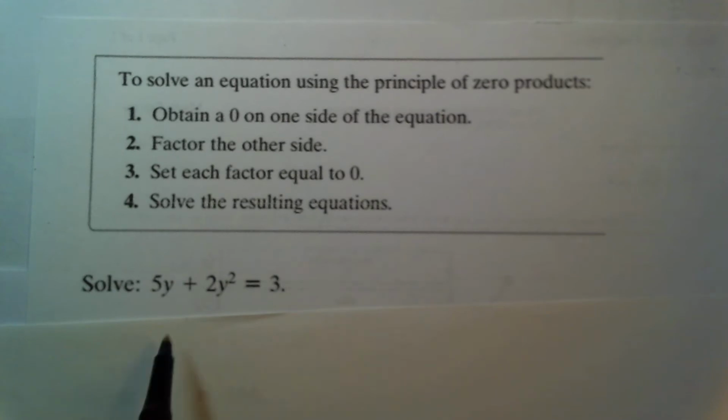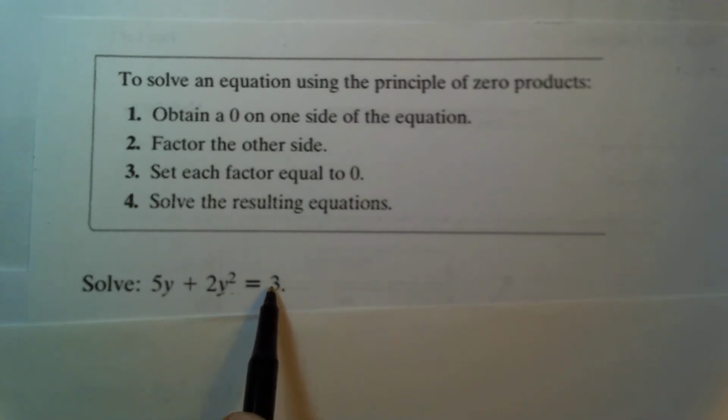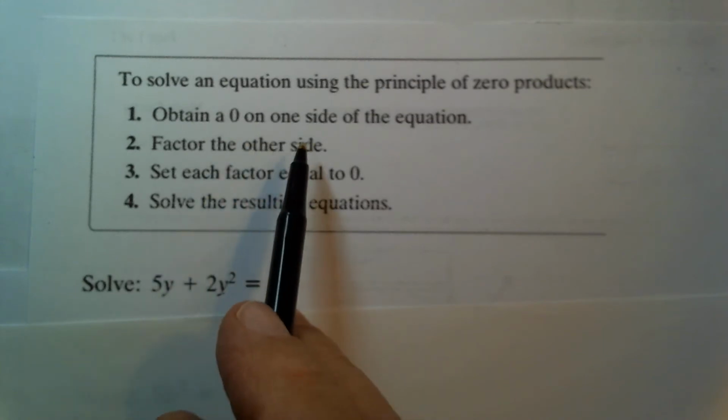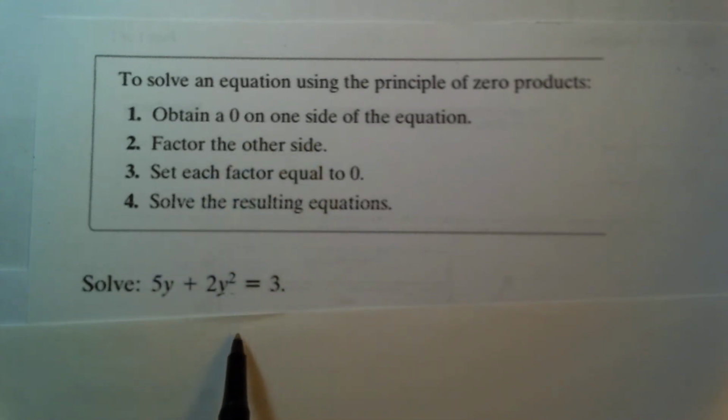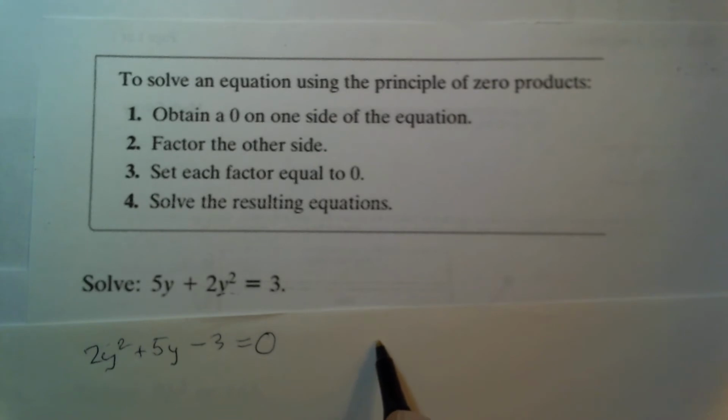Here's another one. So 5y plus 2y squared equals 3. To obtain 0 on one side, in this particular case, we simply subtract 3 on both sides. And let's start with the leading coefficient, 2y squared plus 5y minus 3 equals 0. Okay? So now we have a trinomial on the left side, and we can factor that using the AC method. Let's just do that.